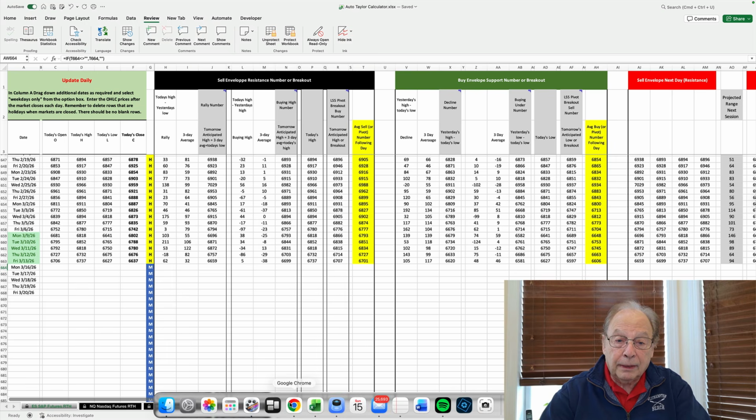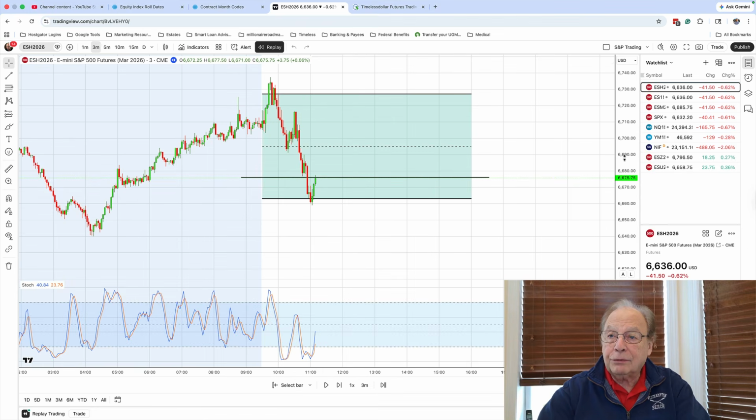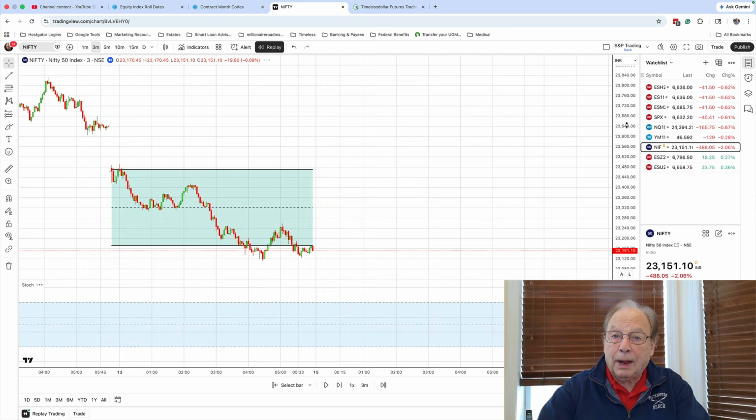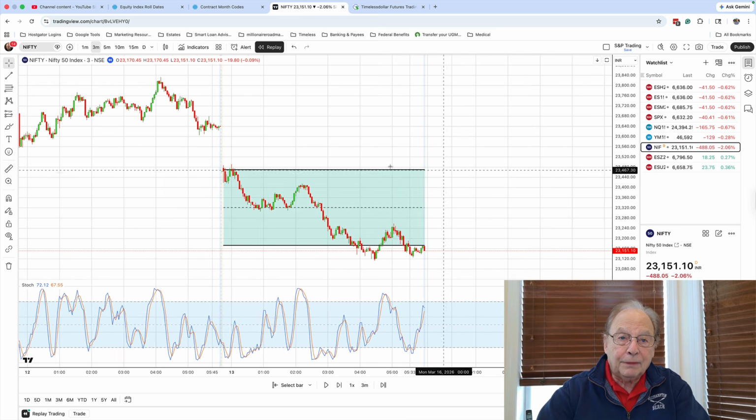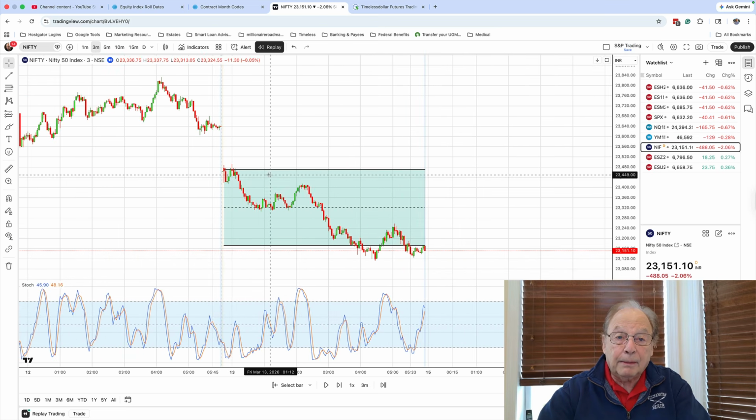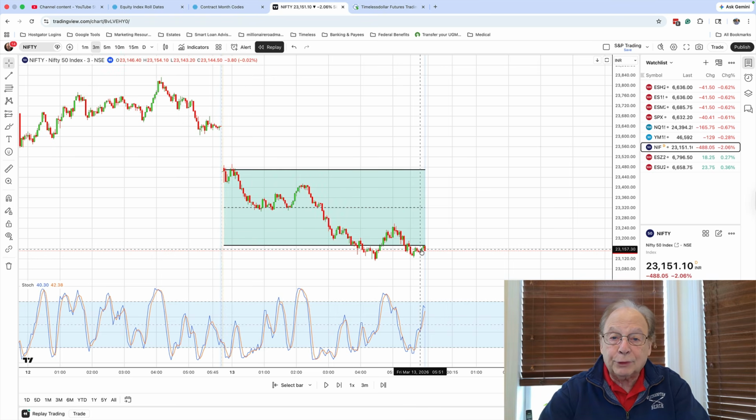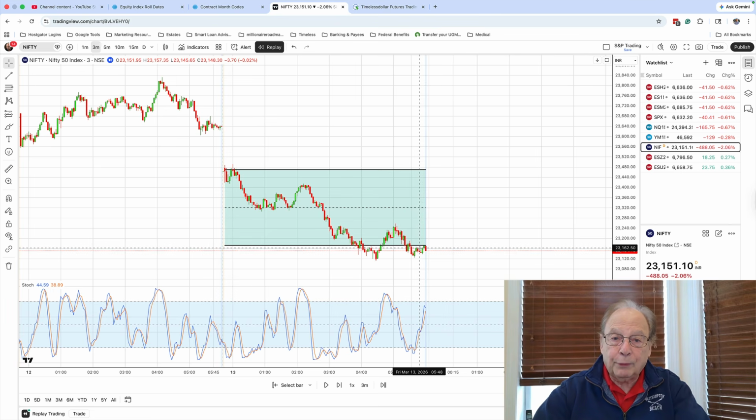I'm going to give you an example of what I'm talking about. Here's the Nifty 50. I have it in my watch list, and here's the Nifty 50 on Friday, March 13th. The prices started right over here at the top of the trading zone, traded down through the trading zone. Again, works for the Nifty 50, works for ES, works for NQ, works for most equity markets. For futures, works very well.